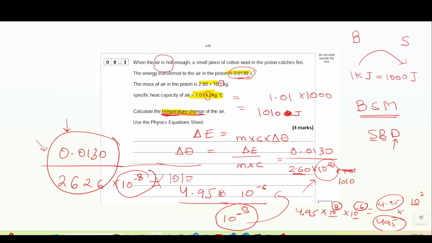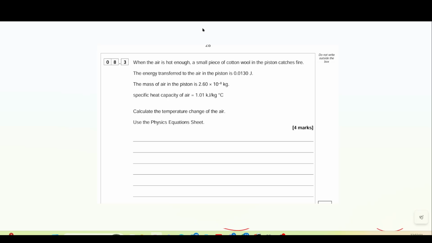See, whenever you have this type of question, I would prefer that whenever you have 10 raised to power something, an exponent number, you forget about it and just do these numbers. You can do them separately. I think there is a lot of mess, so I will write it again for you, and then you plug it in again.